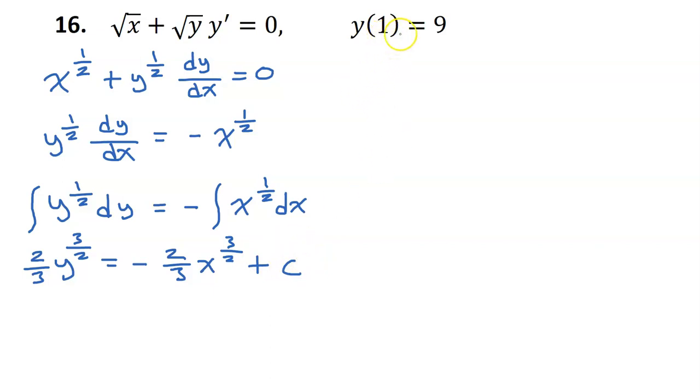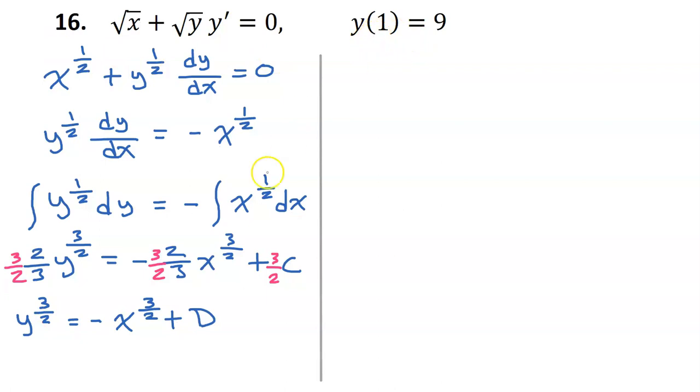Normally, I would plug in the x and y from my initial conditions right now, but I find that the calculations are a little bit easier if I get rid of this coefficient. So I am going to multiply both sides of the equation by 3/2. That means on the right-hand side, I'm going to distribute. Notice that 3/2 times c is just another constant, which I will call d.